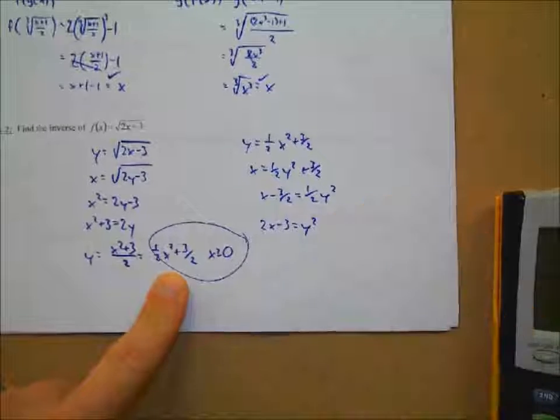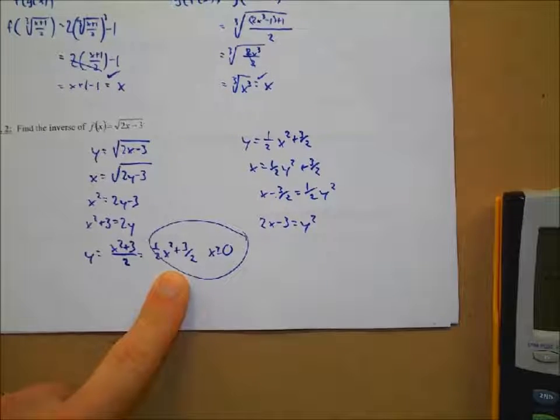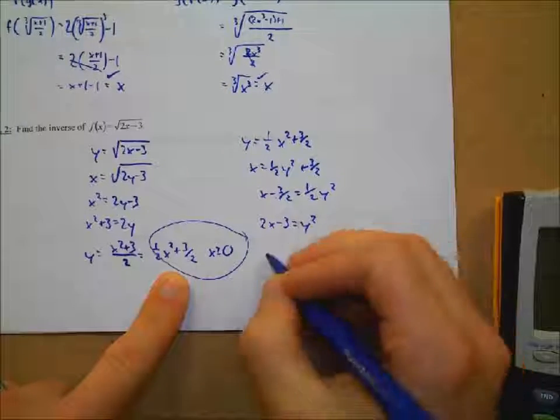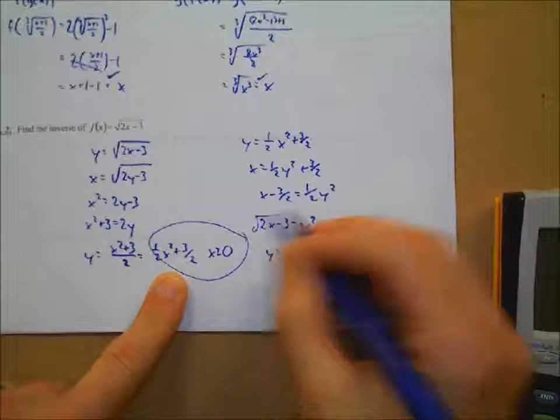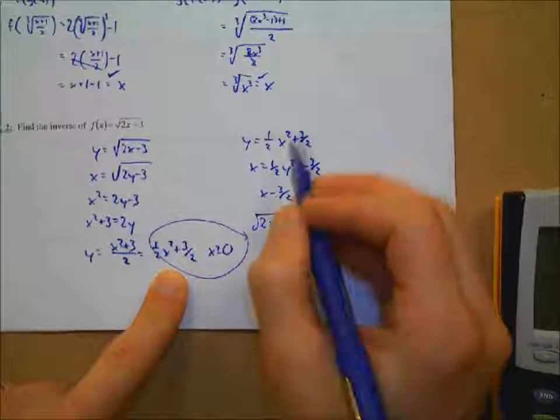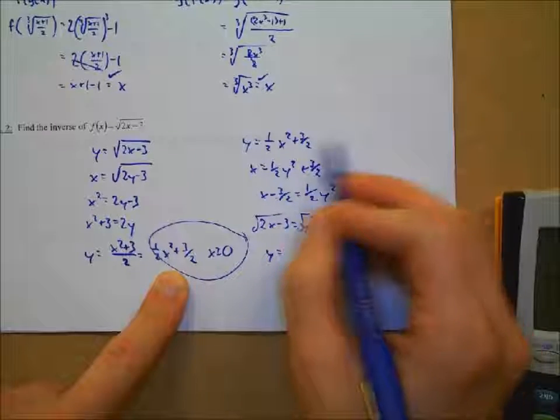So far, so good, right, everyone? Okay. So then square root both sides. In this situation right here, I have not restricted the domain, right? So we're talking about the whole quadratic here.